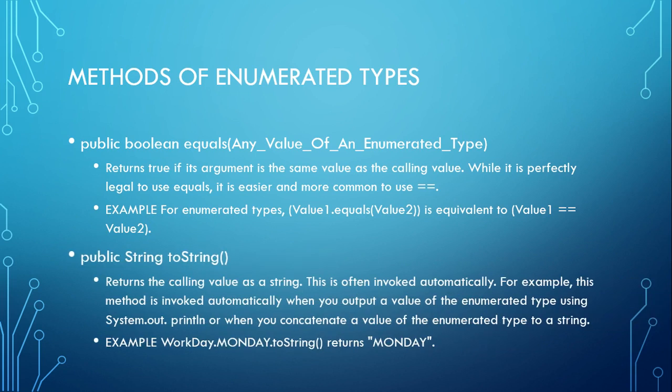Public String toString, which of course returns the calling value as a string. This is often invoked automatically, so you don't have to write out toString. This happens a lot when we're doing our enumerated types using System.out.println, or when we're concatenating the value to a string. So for example, Workday.MONDAY.toString will return Monday.